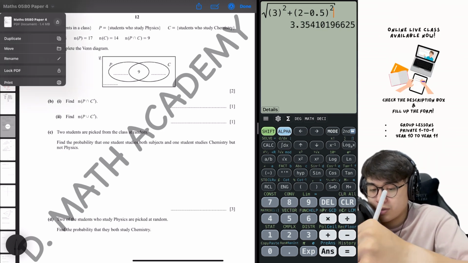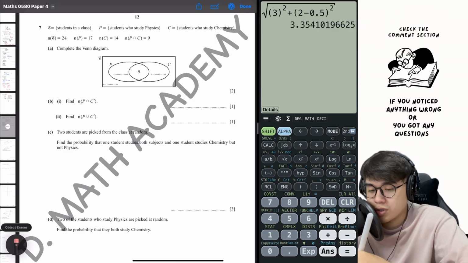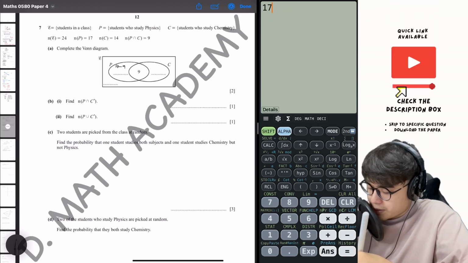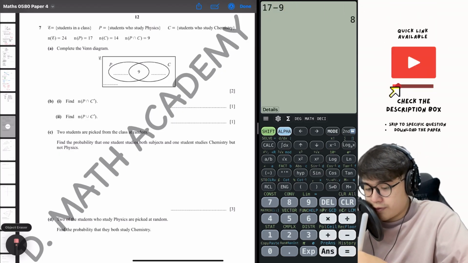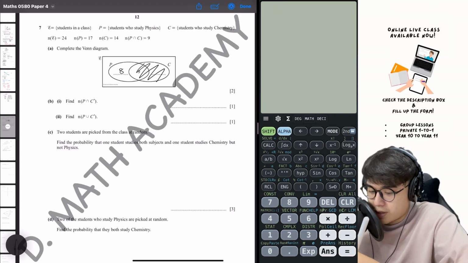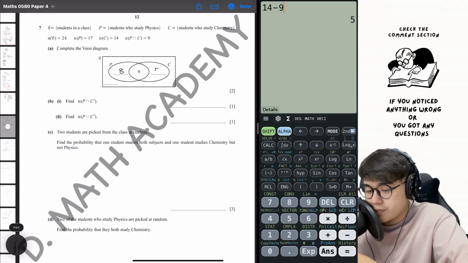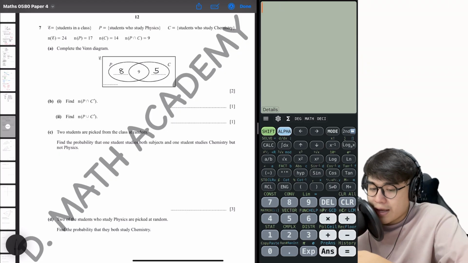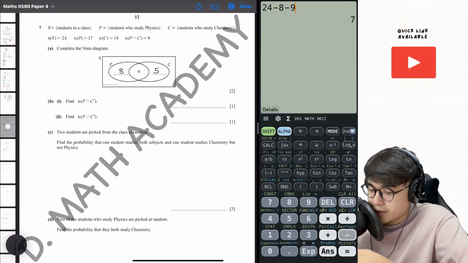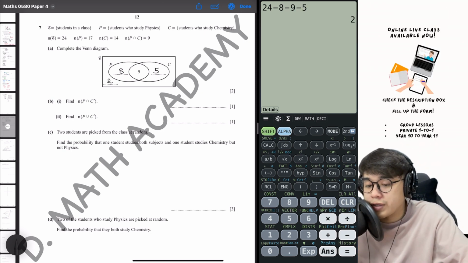So please take note that P is referring to this whole thing here. So you have to take 17 minus 9 to find this particular section. So I only fill in 8 for this part. Meanwhile, for C, the whole thing is 14. So 14 minus 9, you have a balance of 5. And to find out the leftover, I have to take 24 minus 8 minus 9 minus 5. You have a balance of 2.